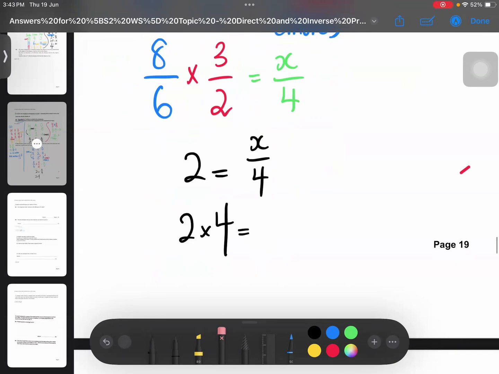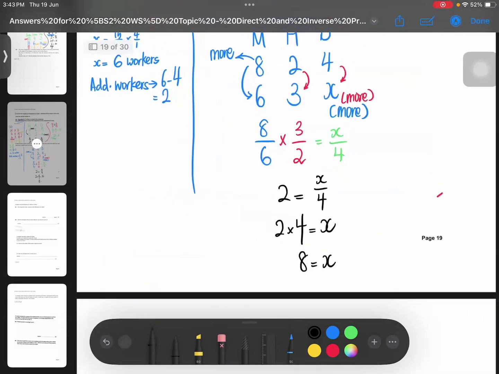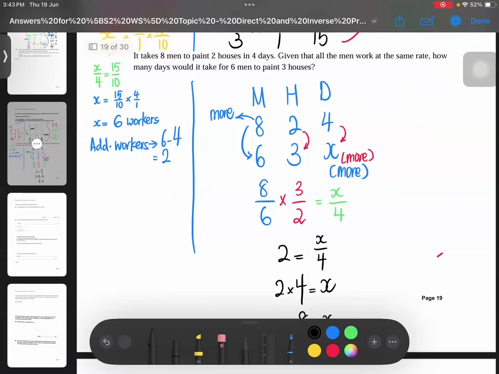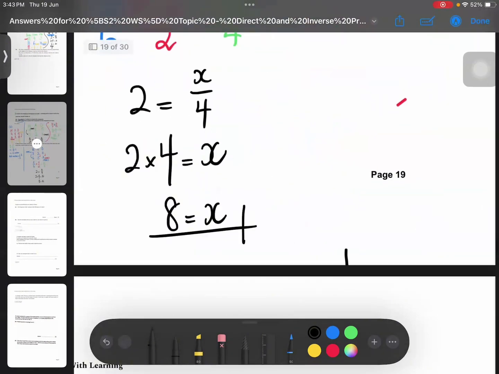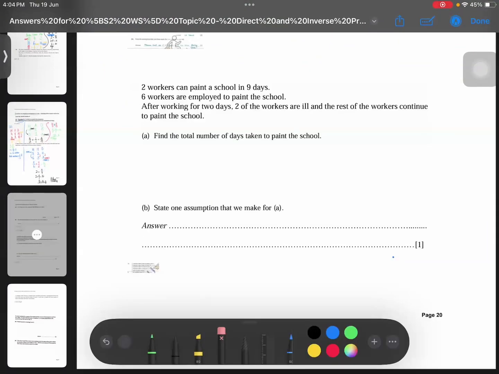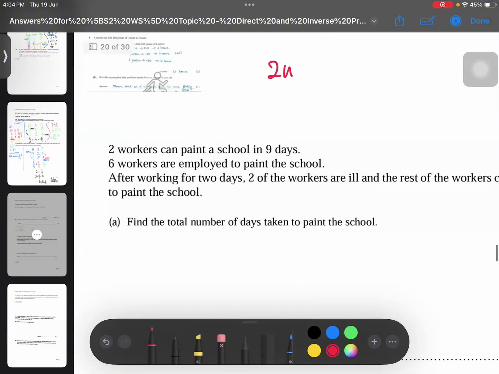Agree or disagree? Sorry, I apologize, I should write x over here. So 8 equals to x. Agree? All right, the question is asking for how many days, right? So therefore, you need a total of how many days? Your answer has to be 8 days. And that's your answer for this question. So what we're going to do is look at this next question. As you can see over here, it says that 2 workers can paint one school in how many days? In 9 days, right?